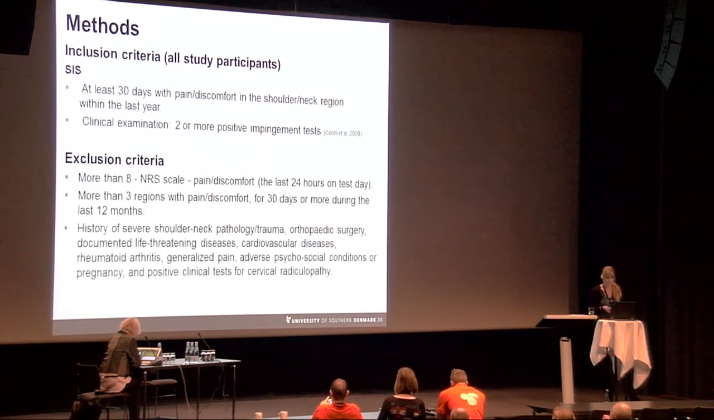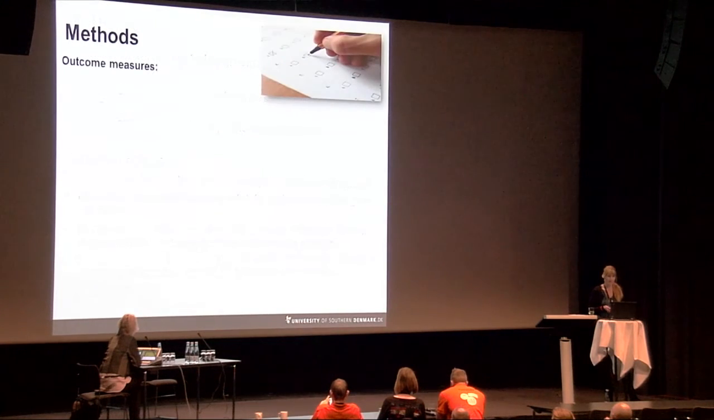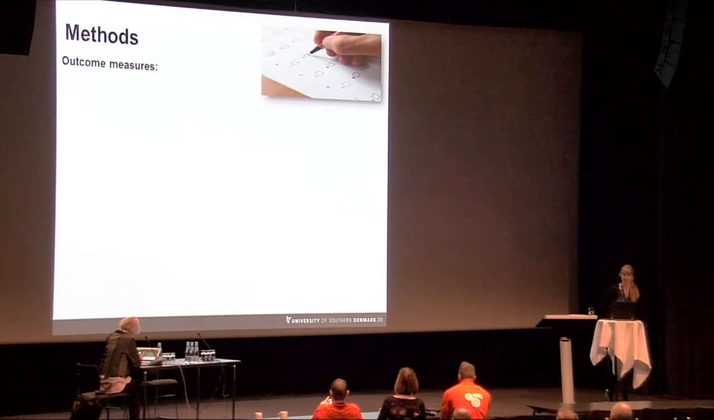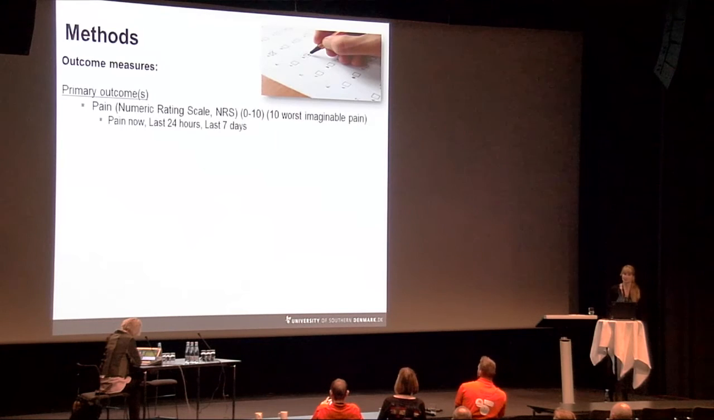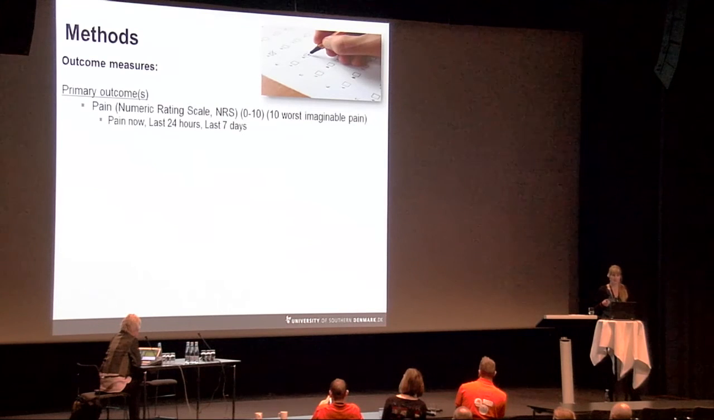So moving on to the outcome measures. As primary outcome measures, pain levels were registered at baseline and follow-up using a numeric rating scale. And the patients filled out their actual shoulder pain level within the last 24 hours, and pain level during the last 7 days. But due to differences in questionnaires used in this study, pain within the last 24 hours and the last 7 days are on a scale from 0 to 9.